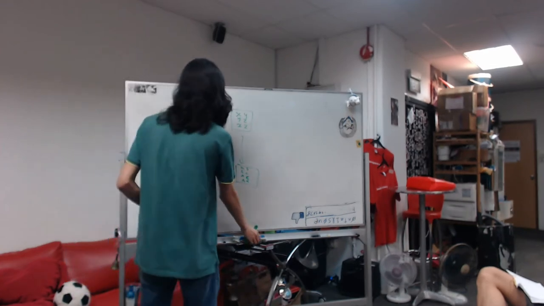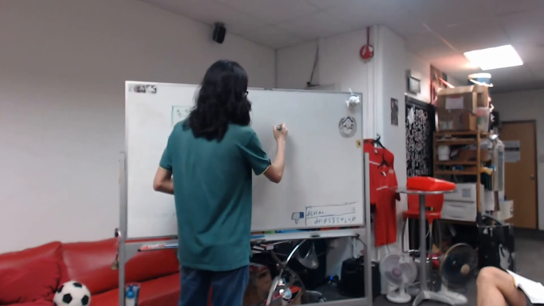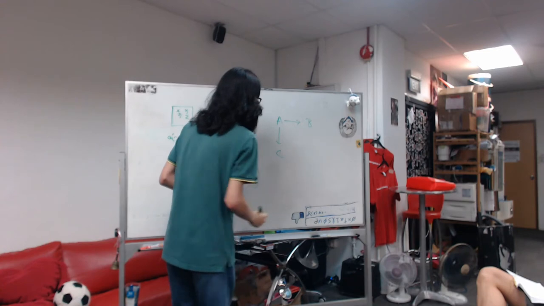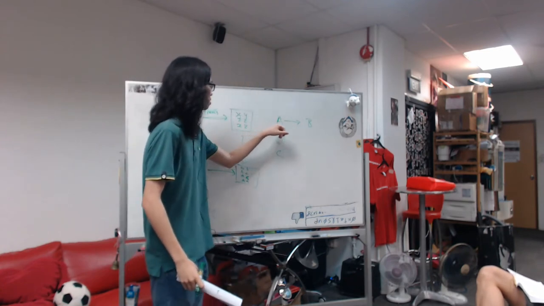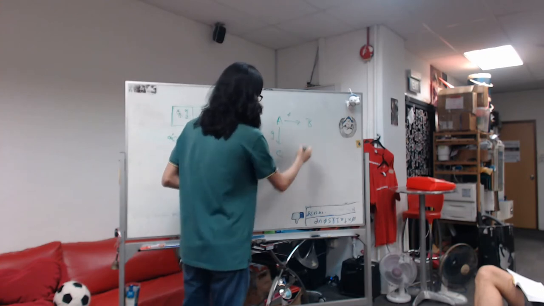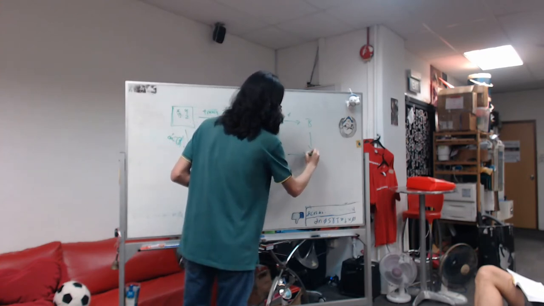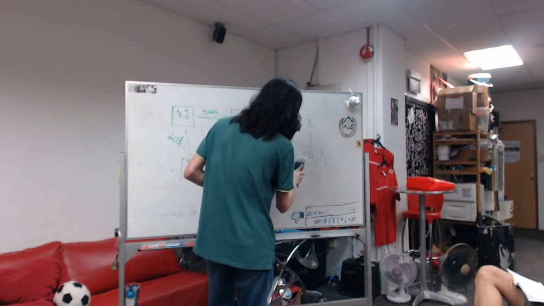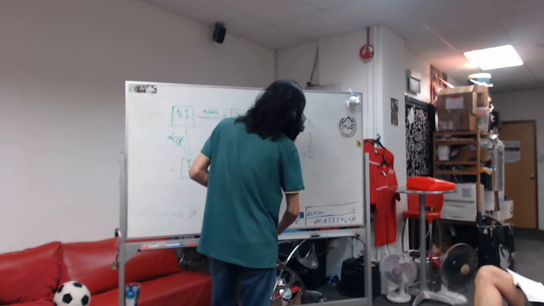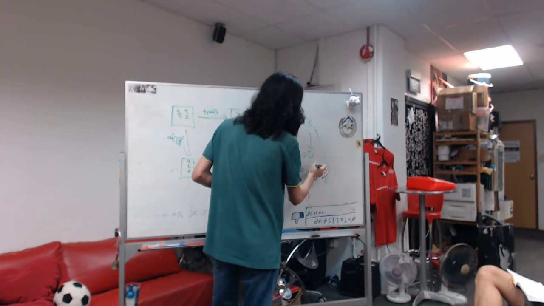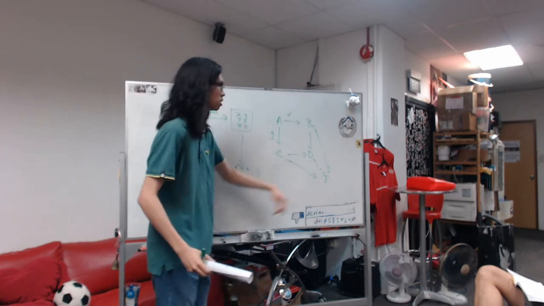a pushout is. Given objects A, B, and C, and arrows F and G, a pushout is the object D such that for any other object, any object E, there is a unique arrow from D into E.